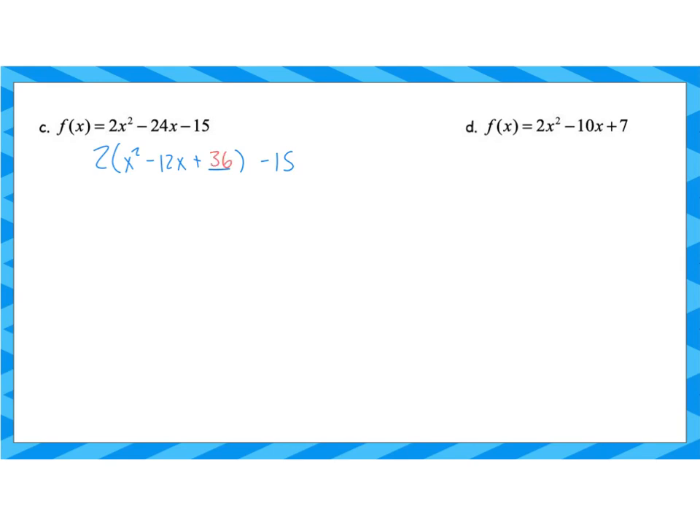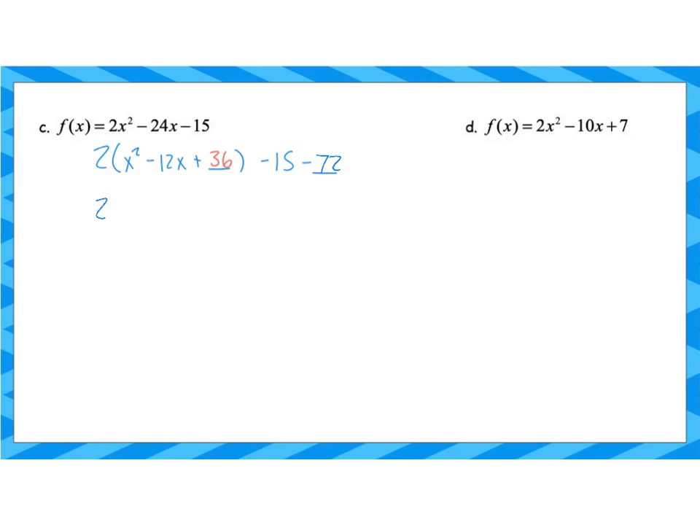The problem here, though, when I do my subtract blank, I can't just put 36 here because 36 is actually not what's being added to this equation. We're adding 2 times 36. So since we're doing 2 times 36, what I subtract from this equation needs to be 2 times 36.